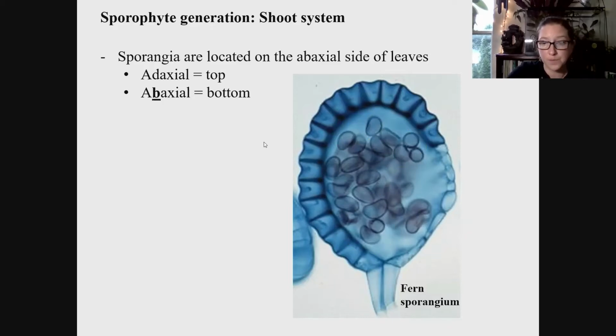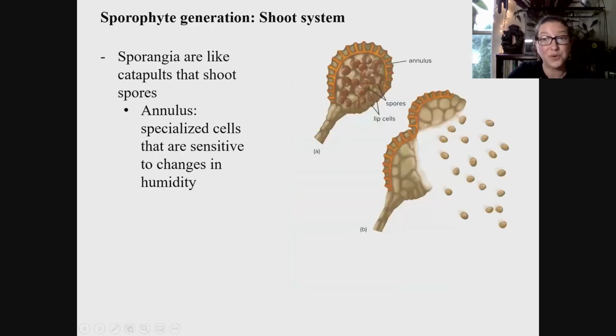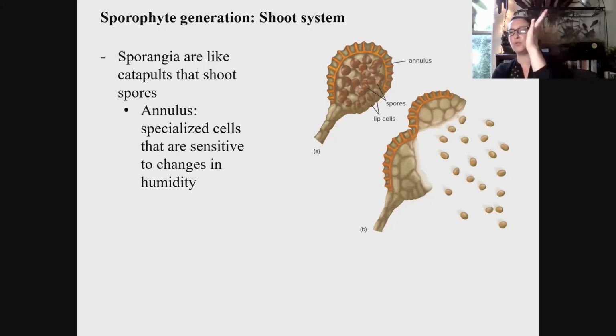Okay. And what's super cool about fern sporangia is that they act like a catapult. I don't know if you ever watched anything like Game of Thrones or Vikings, where people use catapults. A catapult is usually a wooden thing where you put a big rock, and then you pull it back, and then you release it, and it shoots the big rock out. So ferns actually, their sporangia do that. It actually shoots like a catapult.